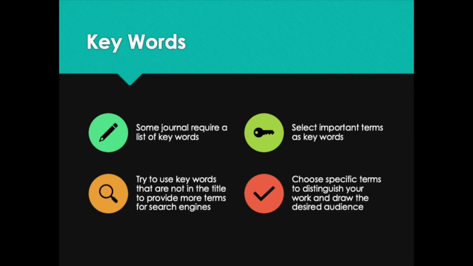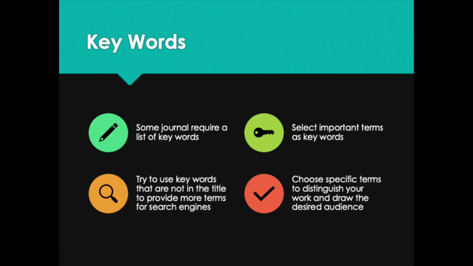If you are going to submit some keywords, make sure you select important terms. And in addition to selecting important terms, try to use keywords that are not in the title. And so that's going to provide more terms for indexing and search engines to pick up on. Also, when you're choosing your keywords, choose specific terms that are going to distinguish your work from similar papers and that are going to draw in the desired audience, just like you did when writing the title.